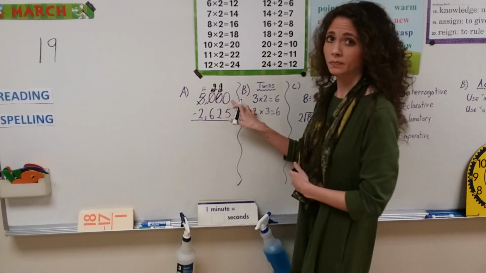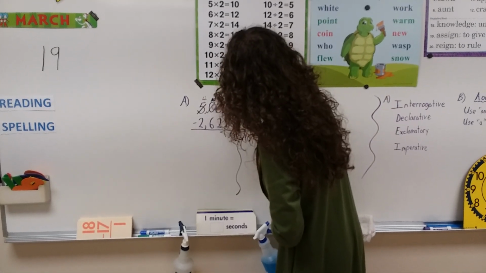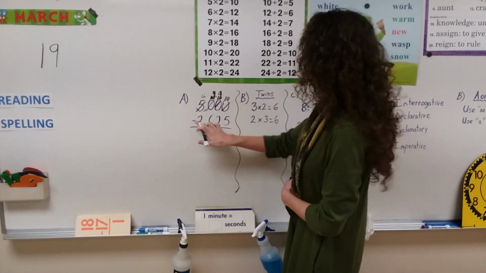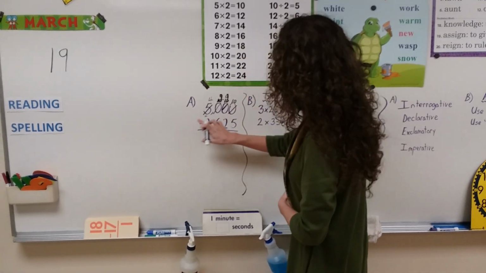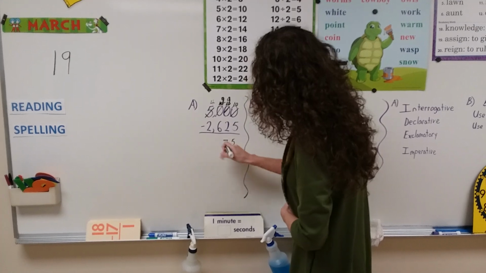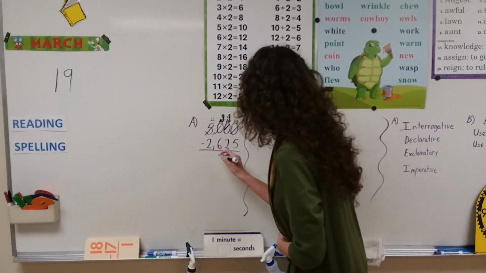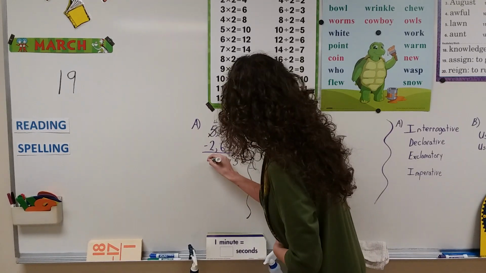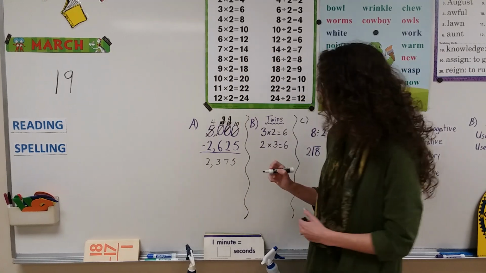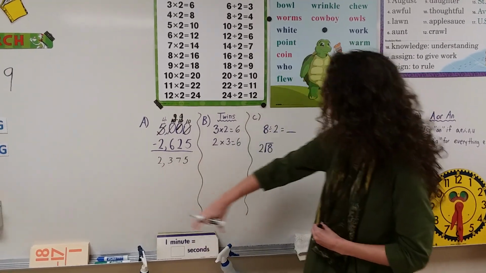Now we're over to the ones place where we were intended to go. So we'll cross out that 0, make that a 10. Now we can say 10 minus 5 for our ones place is going to be 5. 9 minus 2 is 7 for our tens place. 9 minus 6 is 3 for our hundreds place. And then we have 4 minus 2 for our thousands place. So our final answer is 2,375.